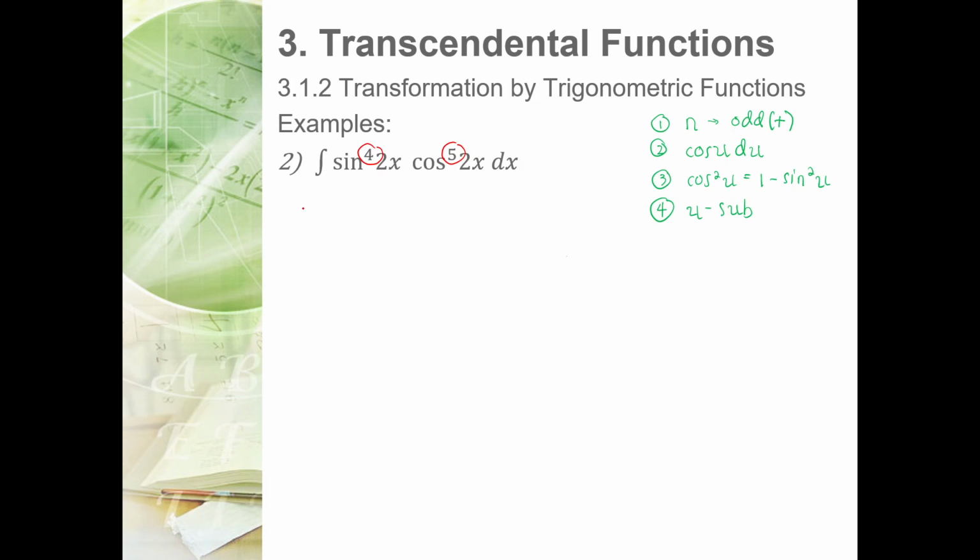Okay, so factoring out your cosine u du, we have sine to the power of 4 2x, and then cosine to the power of 4 2x. So again, for us to be able to determine that we have factored out your cosine u du, let's try to enclose this one with a parenthesis, and then write the factored out term on the right side. Okay.